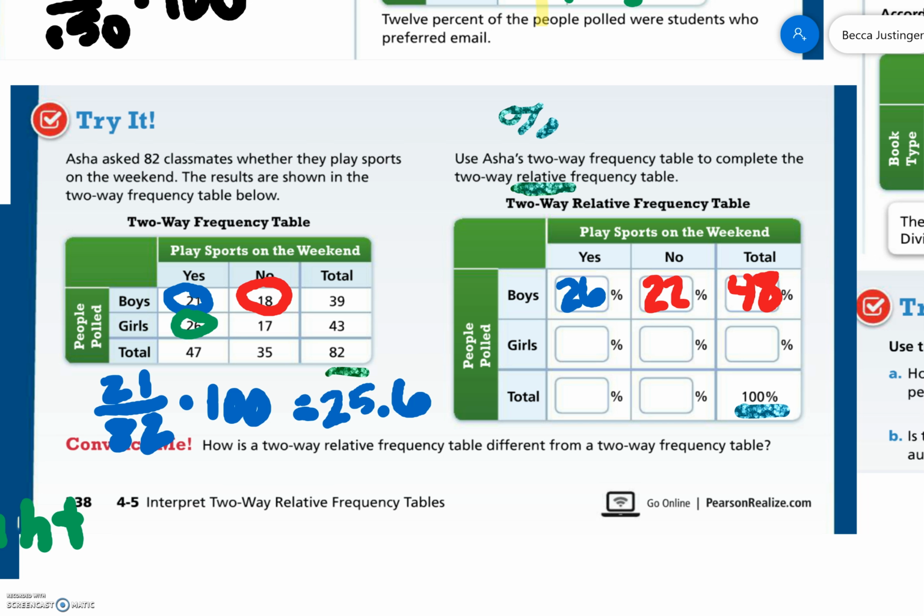26 divided by 82 times 100 gives me 31.7, so I'm going to do 32. And now I can add down. 26 plus 32 gives me 58.